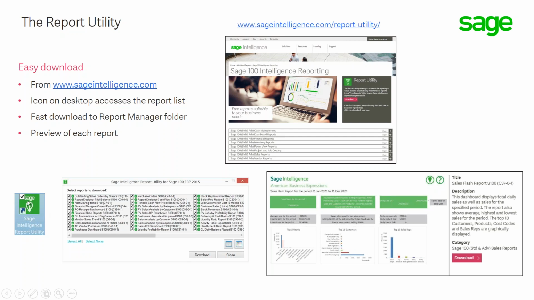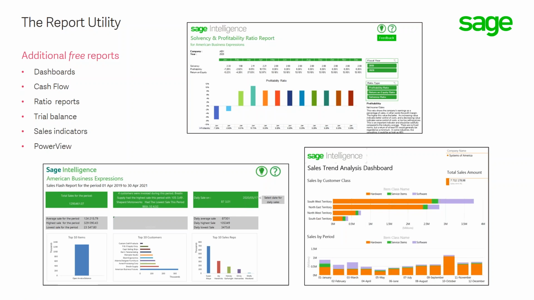Or when you download the utility, click on this button or this icon on your desktop, and it lists all of the reports available. We have reports across all modules that are relatively the same, but you can see quite a few financial reports. You can see here our ratio report. There's quite a few. My next slide just shows a few examples. So here's our solvency and profitability ratio report that we have available for 100. We have one for 300 and 500 as well.